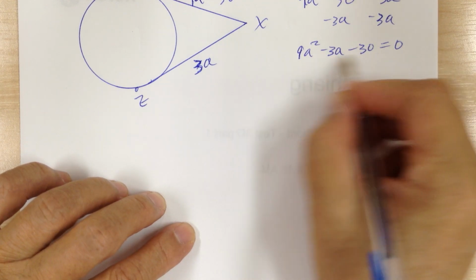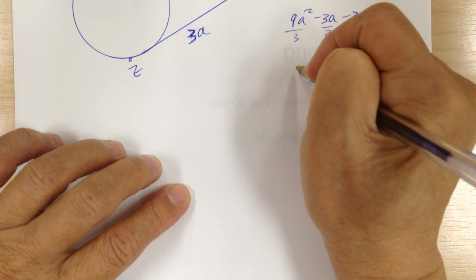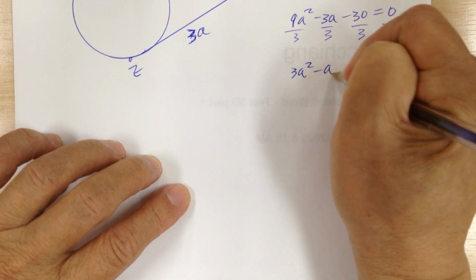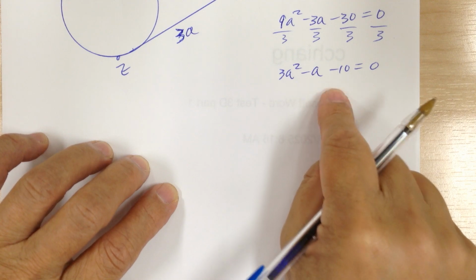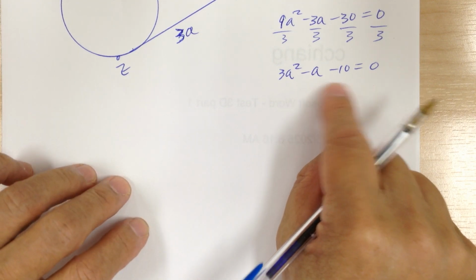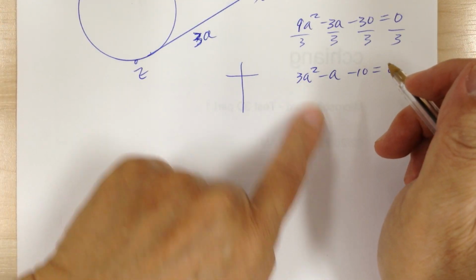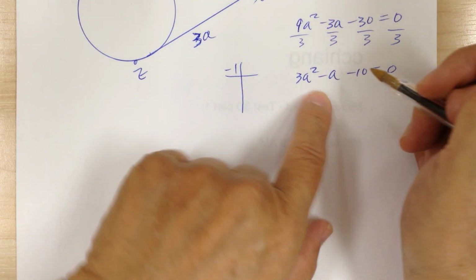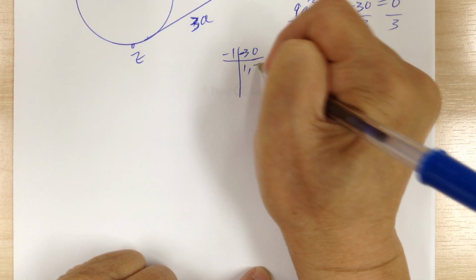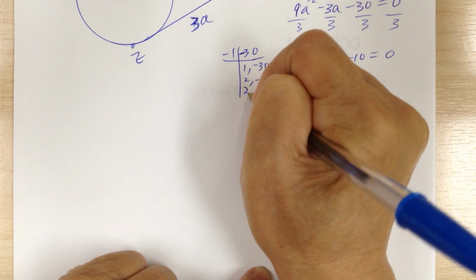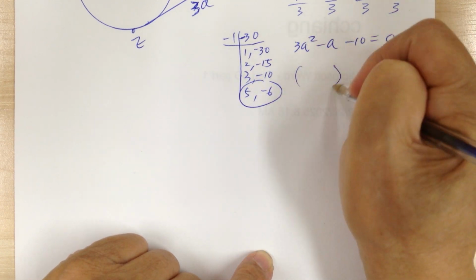Those are multiples of 3, so I'm going to divide by 3 to lower my numbers. So I got 3a squared minus a minus 10 equal to 0. So you have to use your algebra now. To solve this, you need to use your master product, which you know from algebra 1. Your master product would be -30. So you have to factor that: 1 comma -30, 2 comma -15, 3 comma -10, 5 comma -6, and that's the one.